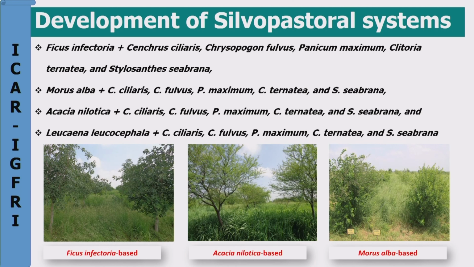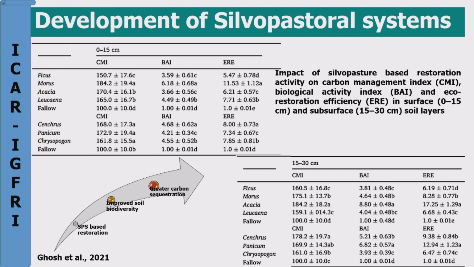This is the basic work covering approximately 12 hectares of land, where we developed different silvopastoral systems involving several trees like Ficus infectoria, Morus alba, Acacia nilotica, and Leucaena leucocephala. And the impact of land restoration is outstanding. The silvopasture-based land restoration system improved the soil biodiversity, facilitated soil carbon sequestration significantly, and improved the eco-restoration efficiency of the land significantly.